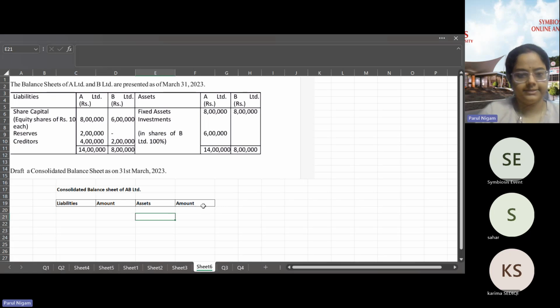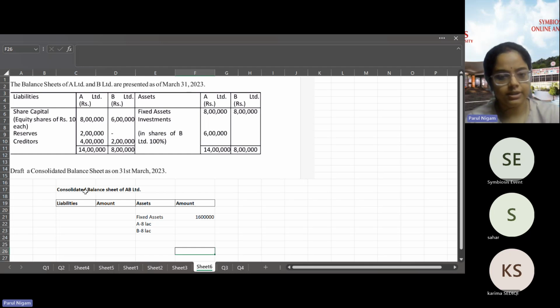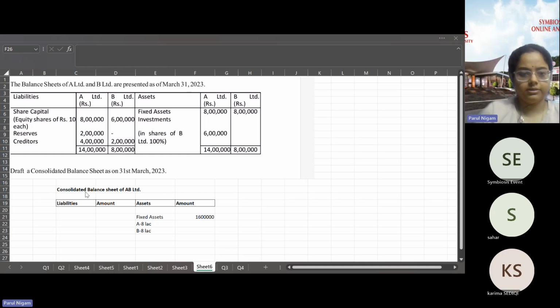So fixed assets. The first thing which you will write is fixed assets. For A Limited, it was 8 lakh. I'm just writing it like this. For B Limited, it was again 8 lakh. So total assets is 8 plus 8, 16 lakh. So we will write 16 lakh. Now, investment in shares of B Limited. This is an intercompany investment, so there is no point writing it over here.